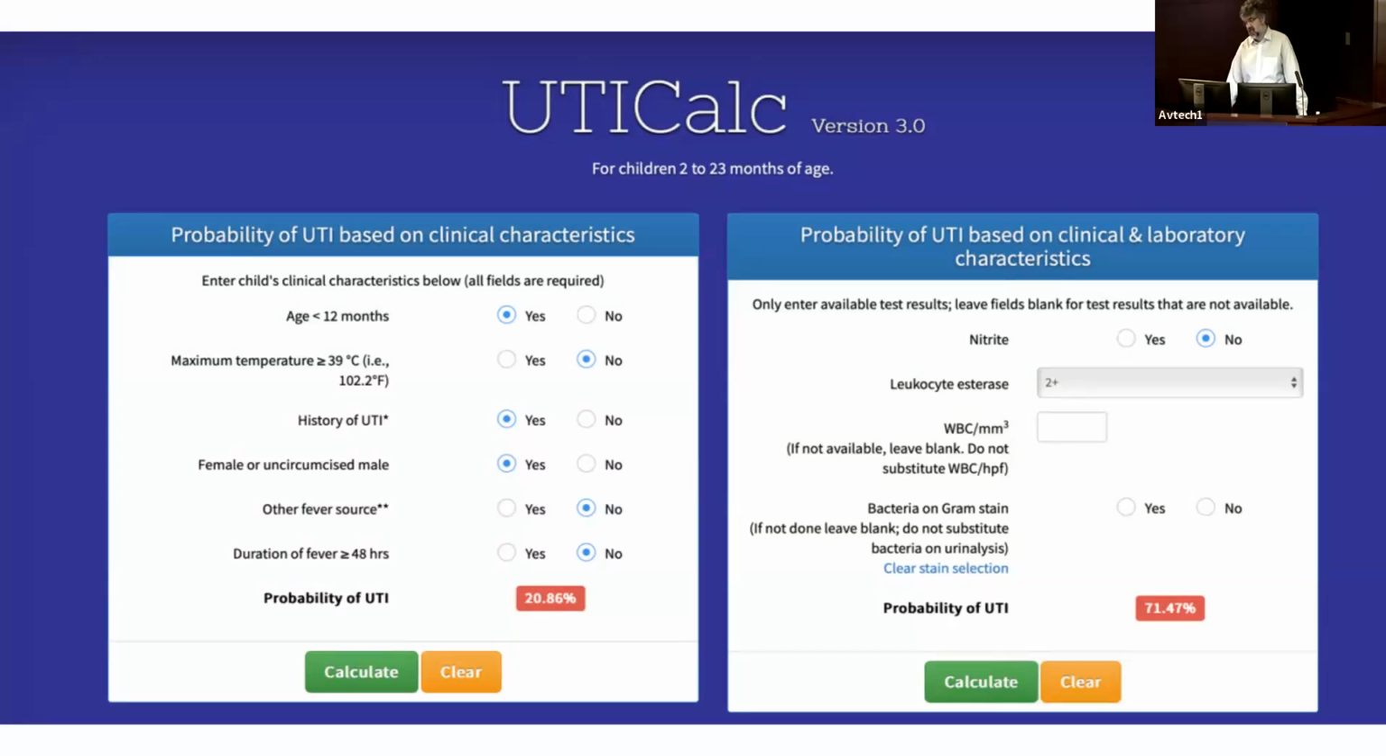because it seems like a large number. So you get your urine, and the child has no nitrates and 2+ leukocyte esterase, and you enter those in. The white cell count never comes back on time, so you don't need to put in all these things you don't have. And then you click on calculate, and it goes up from 21% to 71%. So your post-test probability of UTI is 71%. You go back in the room and tell the parent that the probability is high for UTI and you treat. So this is how this tool works.